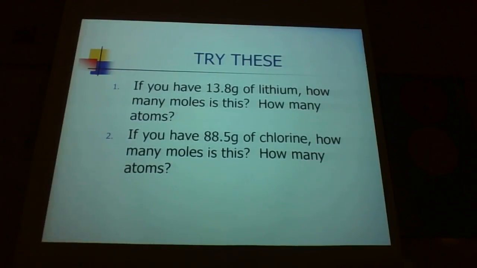Now go ahead and pause the video to try these ones on your own. The first one, you're using lithium and you're finding out how many moles it is, then how many atoms. And then the second one, chlorine, just the element, okay? That's just atoms of chlorine, not the diatomic compound of chlorine, okay? So go ahead and work on that for a minute starting now.